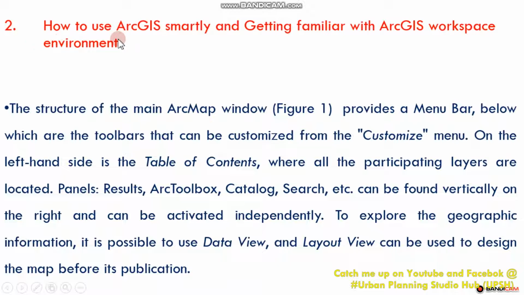Now, how to use ArcGIS smartly and getting familiar with the ArcGIS workspace environment. The structure of the main ArcGIS window is shown in figure 1. It provides a menu bar, below which are the tools that can be customized from the customize menu. On the left hand side is the table of contents, where all the participating layers are located. Panels, results, ArcToolbox, catalog, search, etc. can be found vertically on the right and can be activated independently.